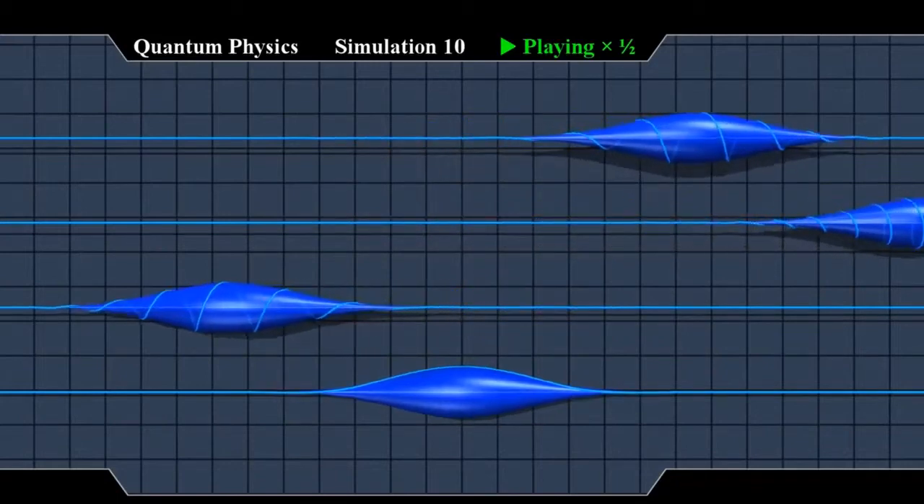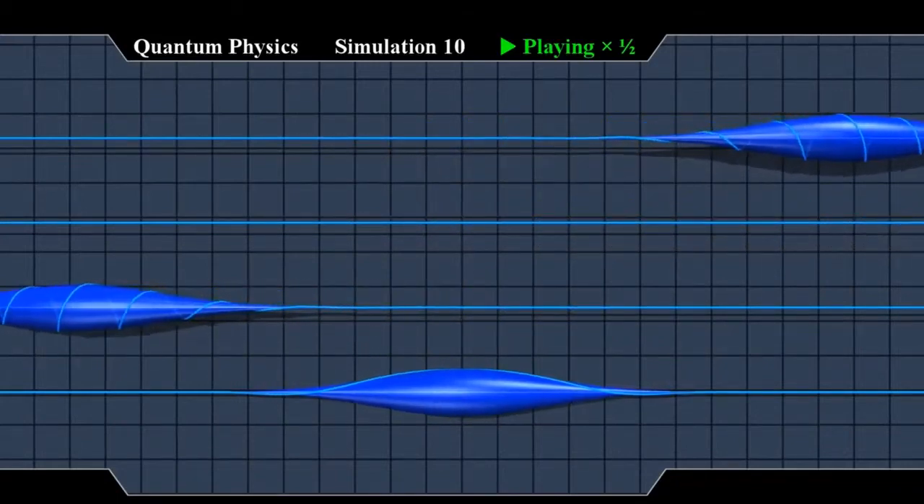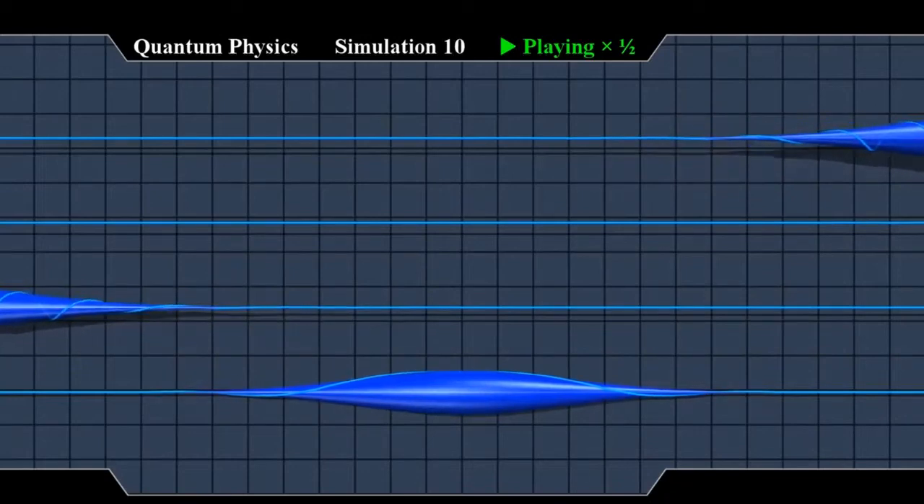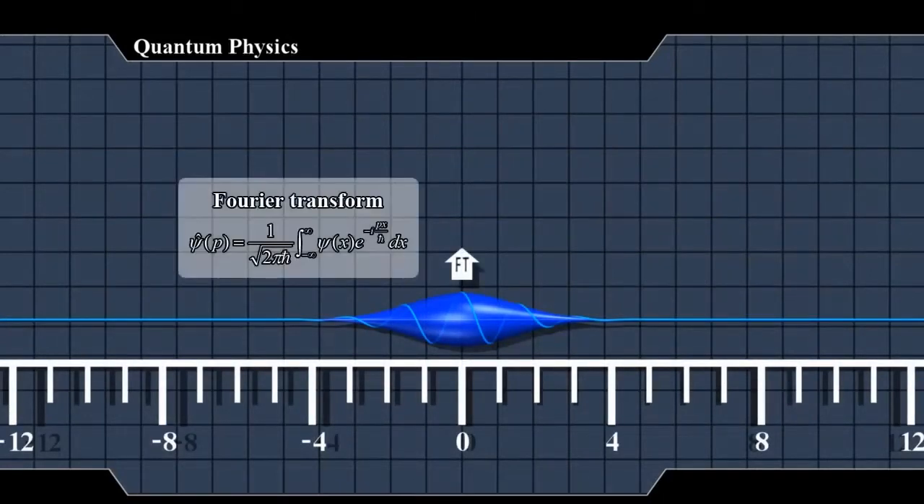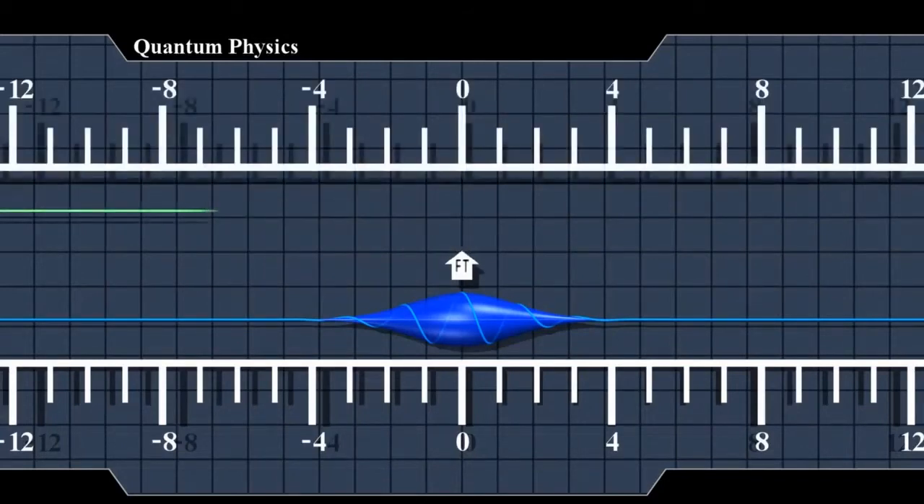The rotations contain information about the particle's velocity, but it's not so easy to interpret. Here's how we make this information more readable. We'll use a mathematical operator called the Fourier transform. It decomposes the wave function into the frequencies that make it up, creating a new wave function.